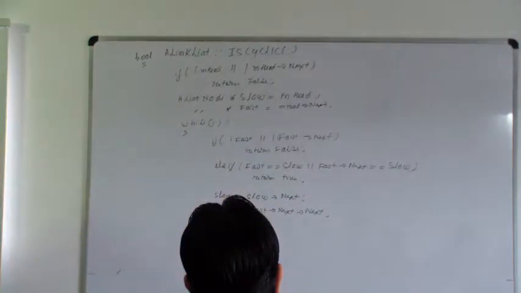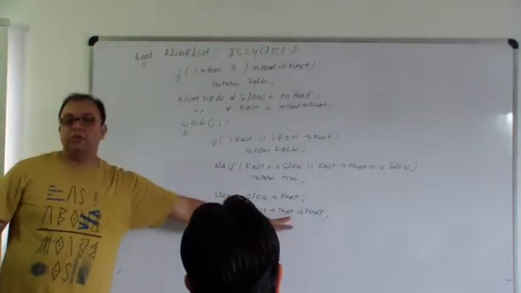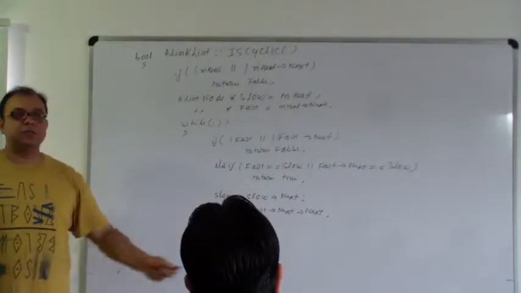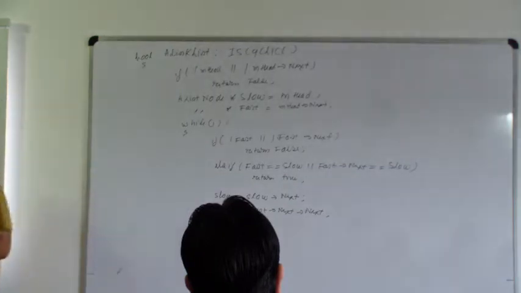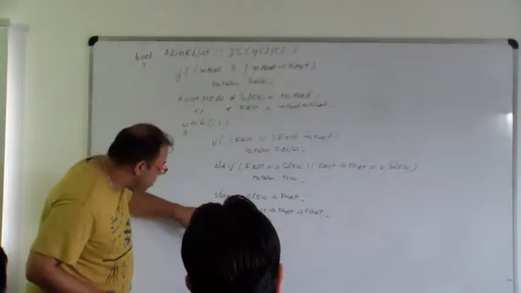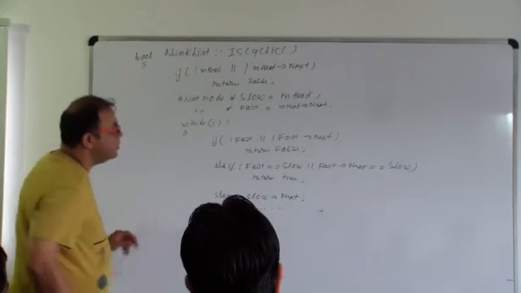Okay, right. There is another bug: if fast arrow next does not exist, it will break, there will be another reference exception. But we are checking whether fast arrow next exists or not, so it will not break because we're checking for it.